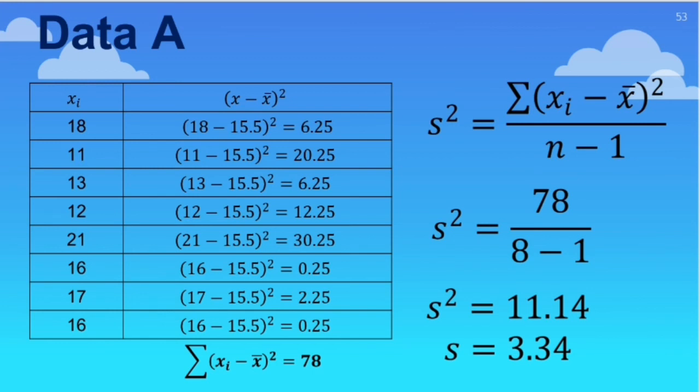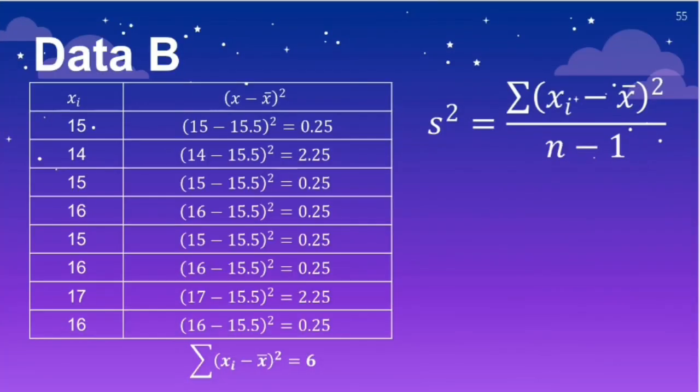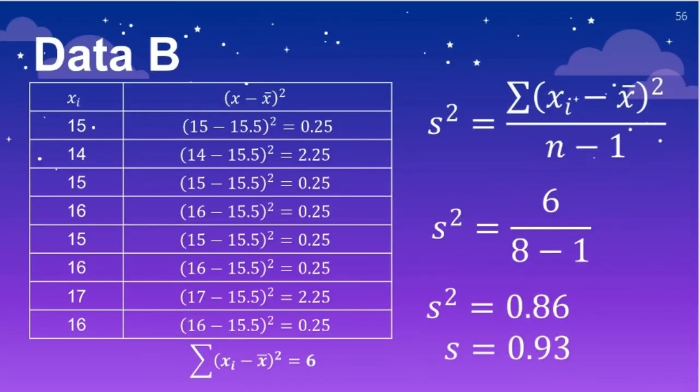Doing the same process, we also have the second data set. Solve for the mean. The second set of observations also has the same mean, which is 15.5. Solving for the variance, substituting the summation, which is 6 over 8 minus 1, would give us a variance of 0.86 and a standard deviation of 0.93.